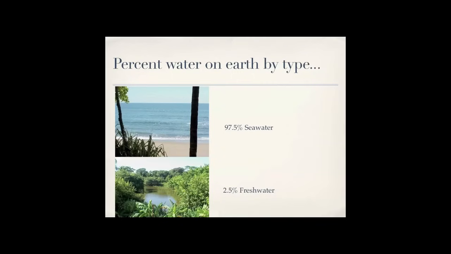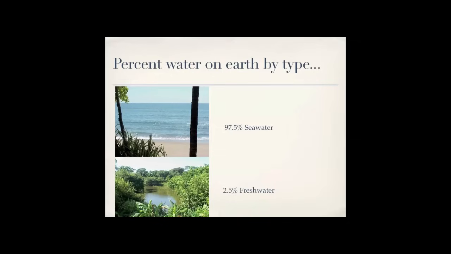So the percent of water on Earth by type. So you have 95% seawater and 2.5% fresh water. So that basically just means there's a lot of seawater on Earth. There's 2.5% fresh water, but only 0.275% water that we can actually drink safely. So that's why we have to actually clean this fresh water, and there's not a lot of it.